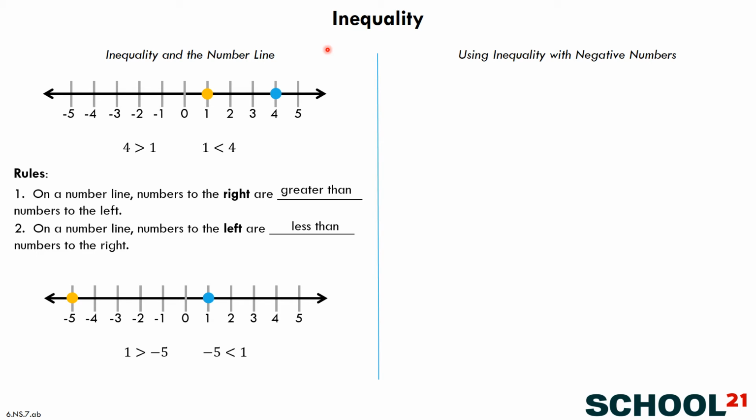That's right. And this is something that some students will find a little bit tricky at first. So even though -5 sounds like a bigger number because 5 is bigger than 1, it's really just about what's to the left or to the right on the number line when you're thinking about greater than or less than. Okay? Okay. Good.